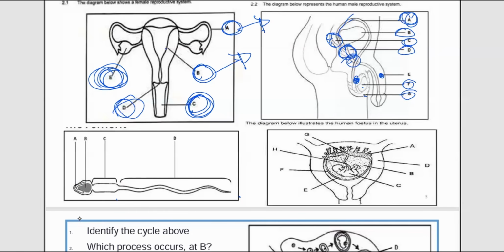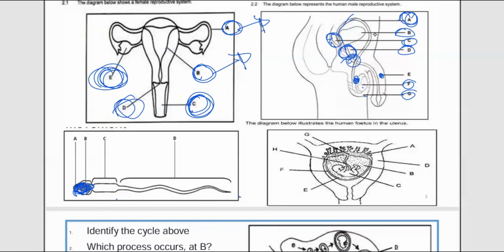So that's number 1. Number 2, they can ask you the adaptation of the sperm for fertilization. In this case, you look at the head, which has the acrosome, which contains the enzyme digesting the membrane of the ovum for fertilization. Number 2, you can also look at the nucleus, which contains genetic material for inheritance. That is fertilization.